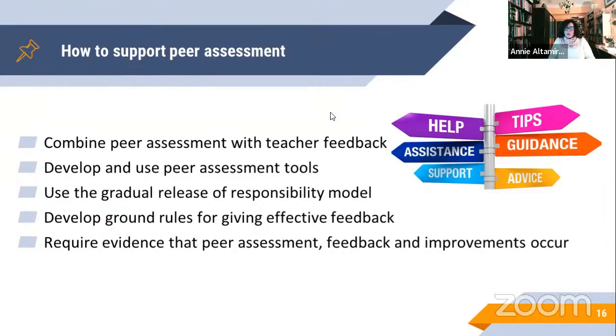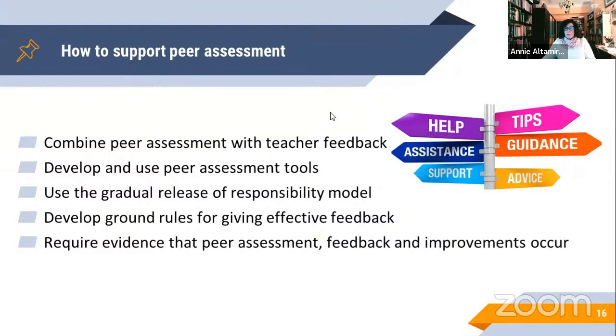Also, develop ground rules for giving effective feedback. And here it's important to convey to the students the importance of being polite and constructive at all times. You can create with the students a wall chart, design bookmarks, whatever, so that they have some key things to bear in mind when they are giving feedback, mostly in terms of effective communication and collaboration with their peers.